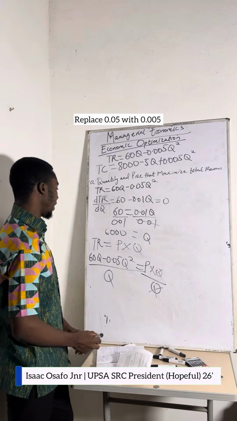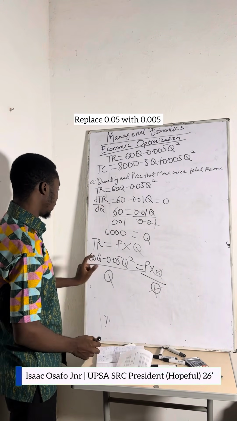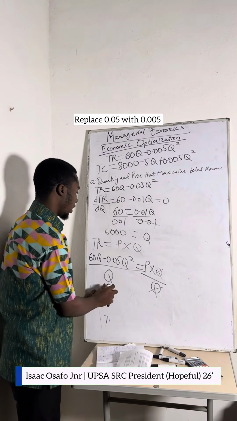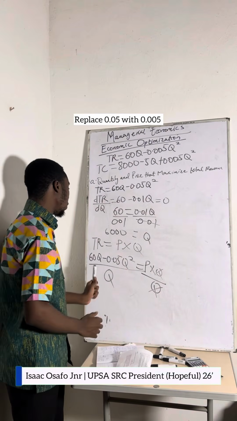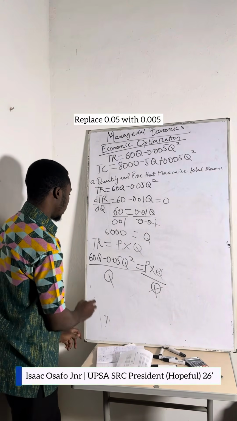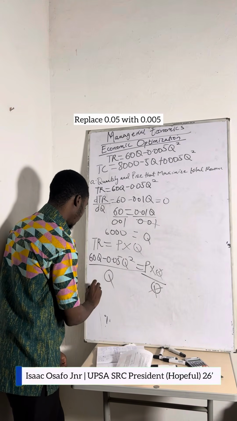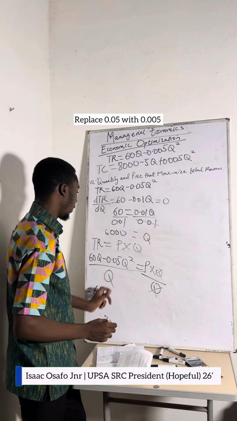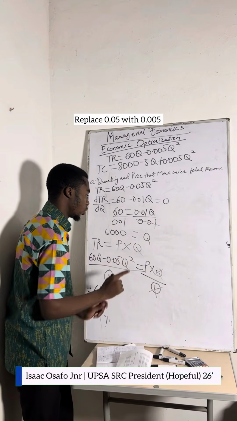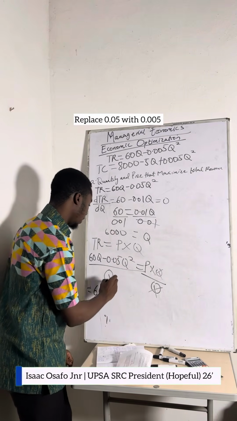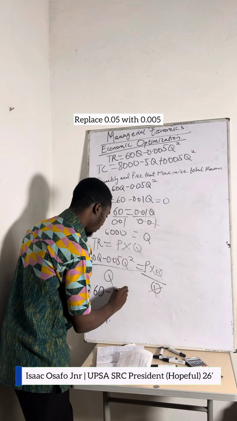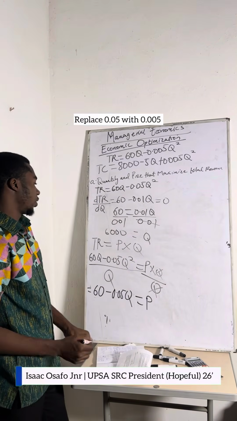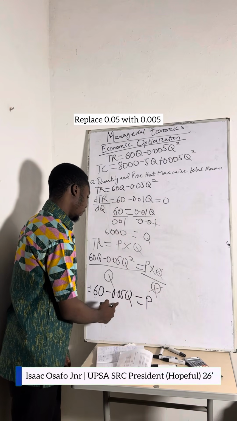If I'm dividing here by the quantity, remember that the 60Q is divided, so it's 60Q over Q, then negative 0.05Q squared over Q as well. The Q is affecting both of them. So what is 60Q over Q? The Q will cancel out, so we are left with 60, right? Then negative 0.05Q squared over Q. This Q will cancel one of these Q's, so we're left with just one Q. You get it? So you are going to get negative 0.05Q is equal to P. So now we know that 60 minus 0.05Q is equal to P.